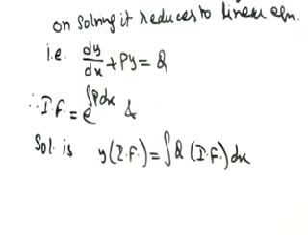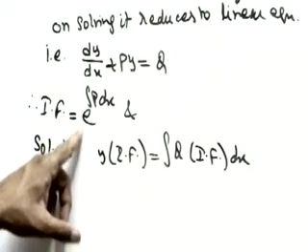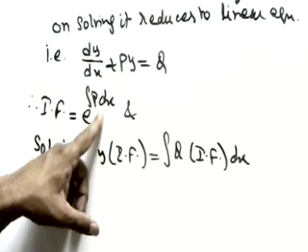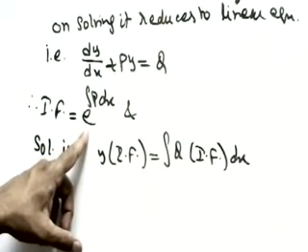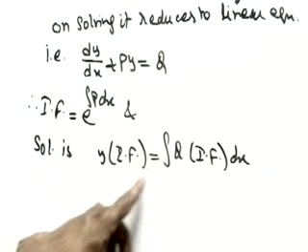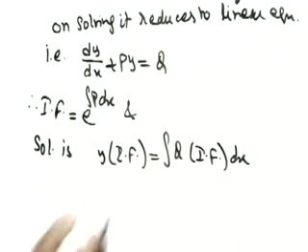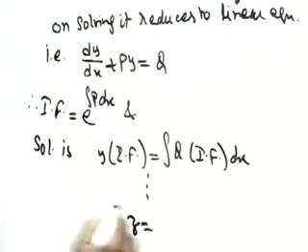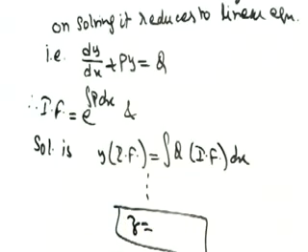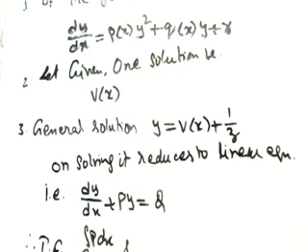So when it is reduced into a linear differential equation, we'll have two steps. The first step: the integrating factor equals e to the power of the integration of P dx. And the solution will be y into the integrating factor equals the integration of Q into the integrating factor dx. If we solve this, we'll get the value of z. Lastly, we substitute the value of z in here to get the complete solution.